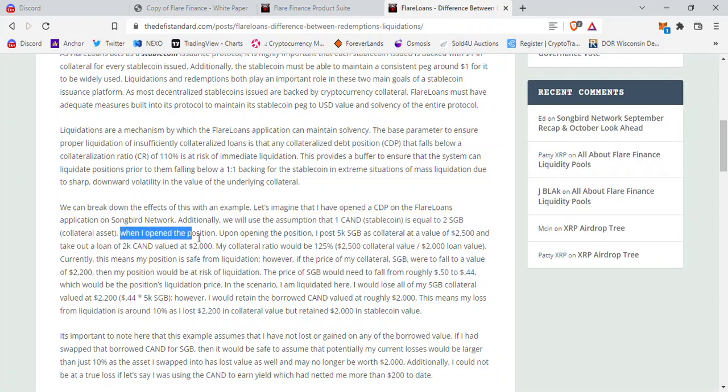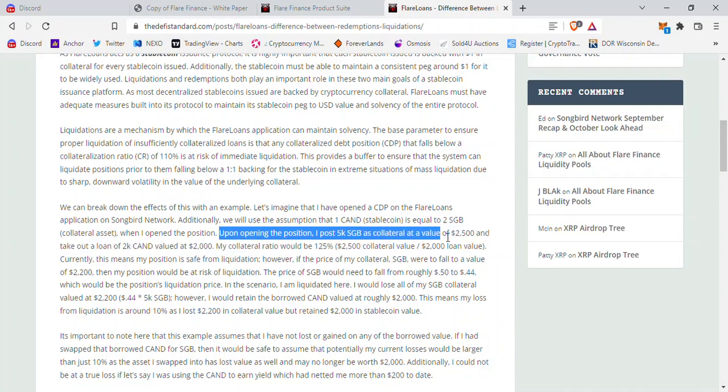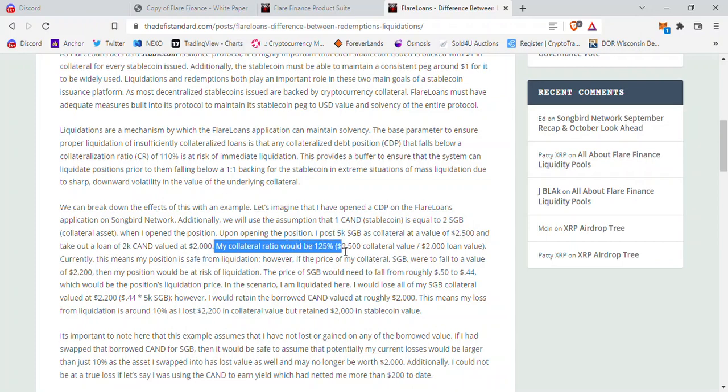Upon opening the position, I post 5,000 Songbird as collateral at a value of $2,500 and take out a loan of 2,000 Canary Dollar valued at $2,000. My collateral ratio would be 125%, and you can easily do the math of this, which is $2,500, which is your Songbird, divided by the $2,000 of Canary Dollar. So currently this means that the position is safe from liquidation.